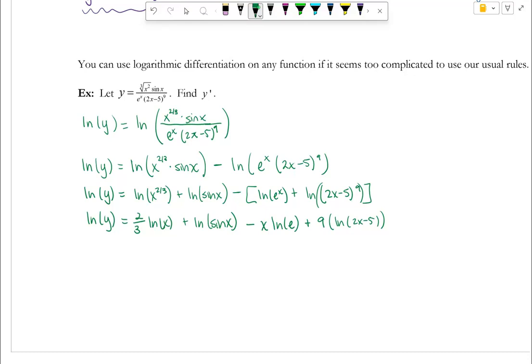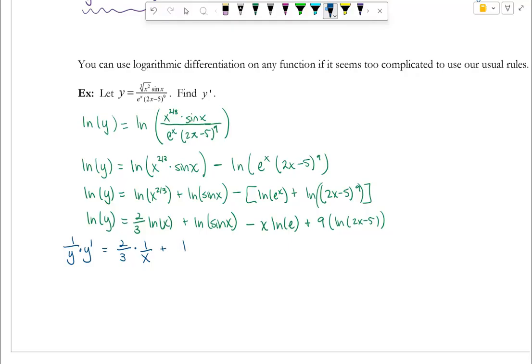All right, so now we haven't taken the derivative yet. All we have done is rewrite our function y using the properties of logarithms. So now it's time to take the derivative of both sides. So on the left-hand side, again, we get 1 over y times y prime. On the right-hand side, 2/3 times the derivative of the natural log of x. Well, 2/3 is just a constant multiple, so I get 2/3 times 1 over x.